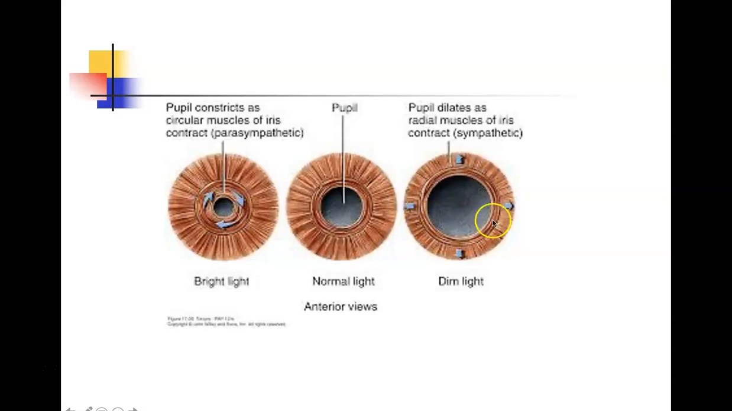In dim light, the pupil is going to dilate as the radial muscles of the iris contract. This is a sympathetic response. This is why people tend to look wide-eyed when they're stressed out, is that you're going to have a pupil dilation as a sympathetic response.